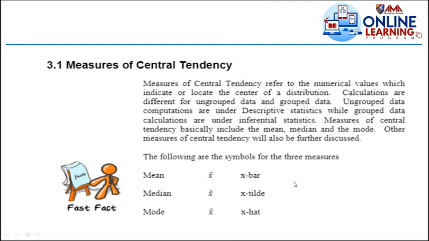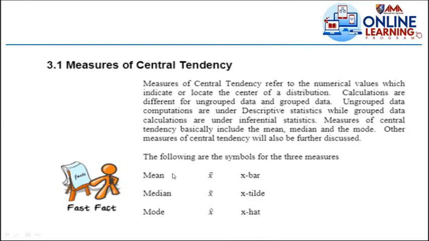The following are the symbols for the three measures. For the mean, we have your x bar, with a bar on top. That's the symbol. For the median, x tilde, which looks like a tilde on top. That's the symbol. For the mode, we have x hat. So these are now the three measures of our central tendency.